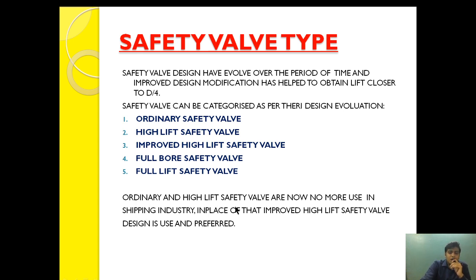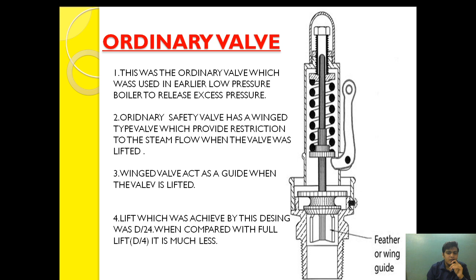Ordinary and high lift safety valves are no more in use in the shipping industry. In their place, improved high lift safety valves are used and preferred. But I will show you why the ordinary safety valve was replaced. As you can see, this is the ordinary safety valve. This is the wing or feather provided with the valve. This is the valve, and this is the steam area of flow. When the pressure exceeds, the steam will come and hit the wing guide surface, and it will lift the valve against the spring pressure. As it is lifted against the spring pressure, the steam will escape.